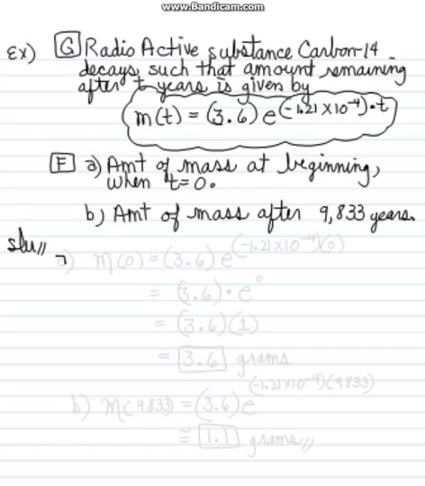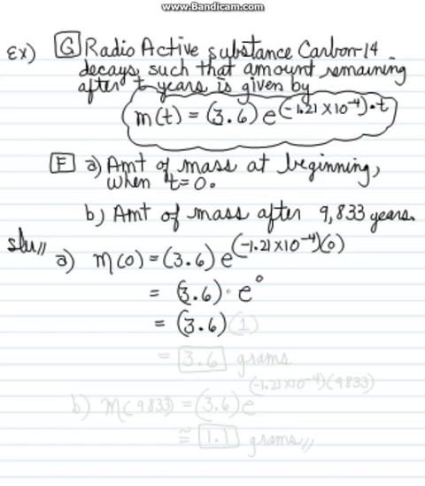So we do that by letting T equal 0. So M of T in the formula is equal to 3.6 times the number e raised to the negative 1.21 times 10 to the negative 4 times the 0 for T. So that means our exponent is simply 0 when we multiply it by 0. So we got e to the 0. Okay, what is any base raised to the 0 power, guys? It's equal to 1. So we've got 3.6 times the number 1, which is 3.6.